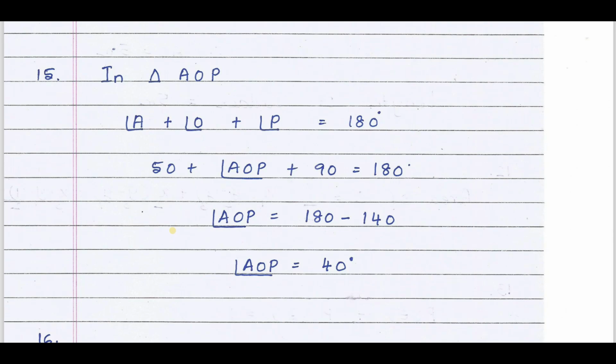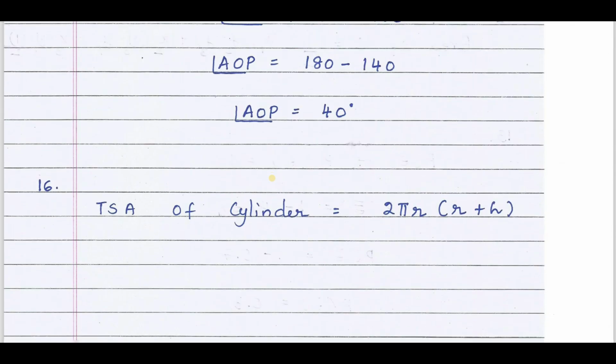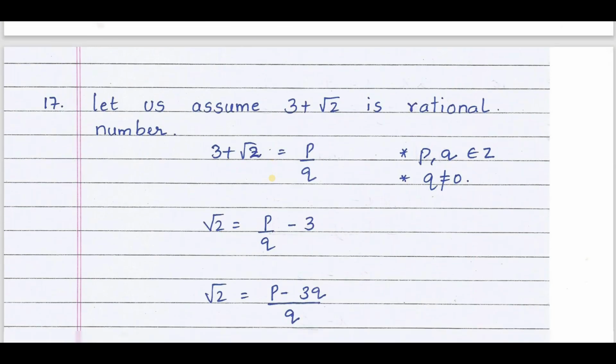In triangle AOP, angle A plus angle O plus angle P equals 180 degrees. Angle A is 50 degrees, it's given in the question. Angle P is 90 degrees because the tangent drawn at the point of contact to the radius is perpendicular, or the right angle. Therefore, AOP equals 180 minus 140, AOP equals 40 degrees. The total surface area of a cylinder is 2 pi r (r plus h) square units.